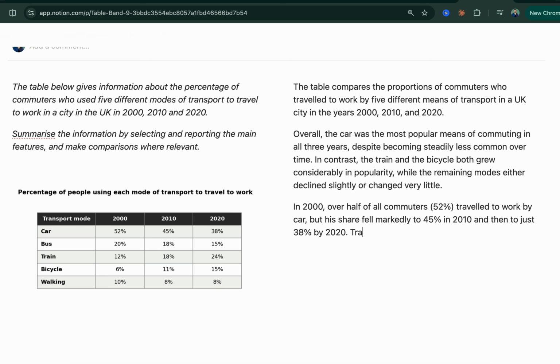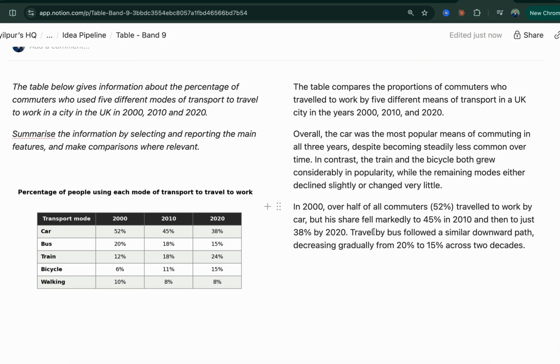And let's move on. Travel by bus followed a similar downward path, decreasing gradually from 20% to 15% across 2 decades. Yep. Now we've got the second sentence, and yes, just like the car, bus also lost its share, not as dramatically, but 5% is still some sort of a similarity that I had to mention.